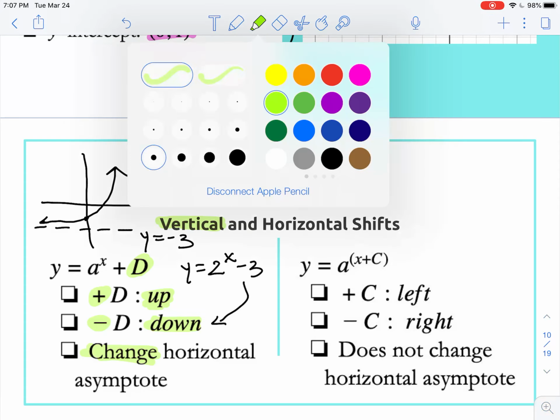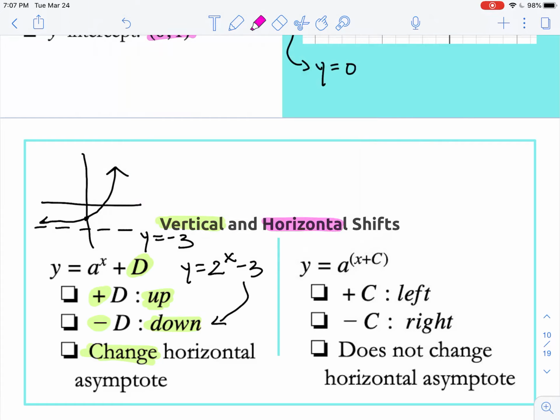Let's move on to horizontal shifts. When we have a horizontal shift, the location of the number in our equation changes. It's actually going to be up in the exponent with our variable. And anything that's horizontal is always going to be the opposite of what you think. So in this case, a plus c actually means move it to the left, and a minus c means move it to the right. And this one does not change that horizontal asymptote.